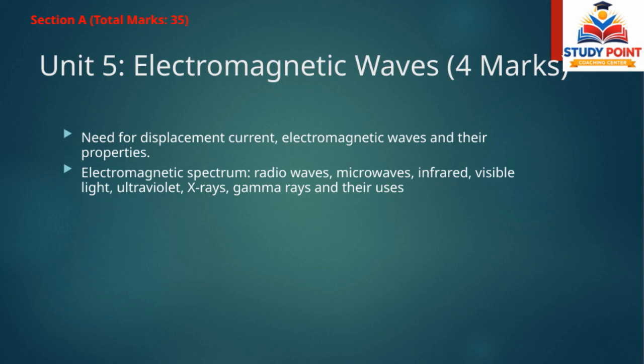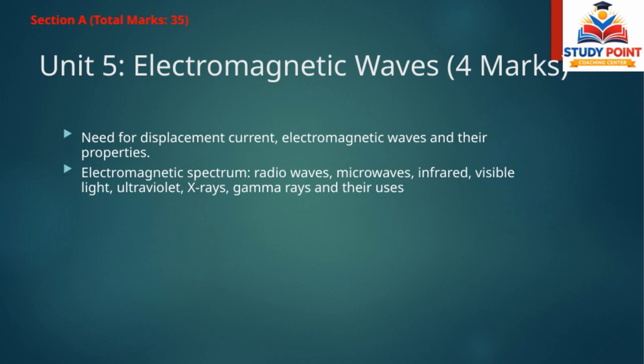Here, we'll delve into the need for displacement current, the concept of electromagnetic waves, and their key properties. Understanding why displacement current was introduced is crucial because it helped Maxwell complete his equations, allowing us to explain how changing electric fields produce magnetic fields and vice versa. This leads us directly into the concept of electromagnetic waves, oscillating electric and magnetic fields that can travel through space.